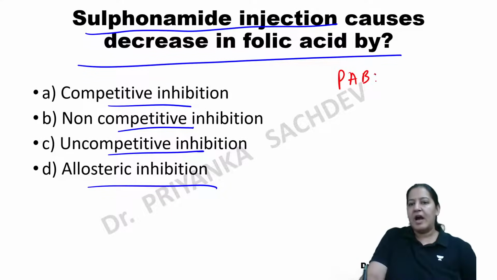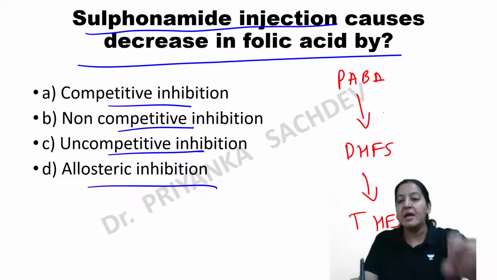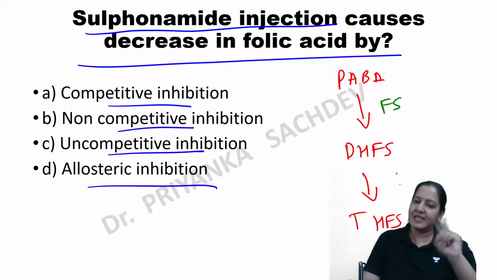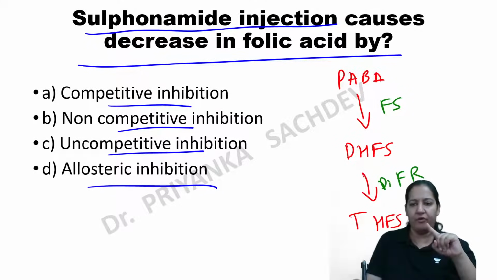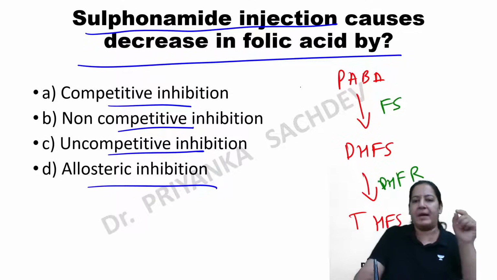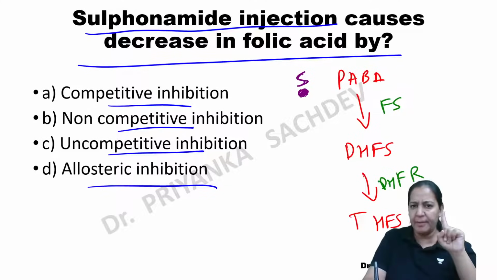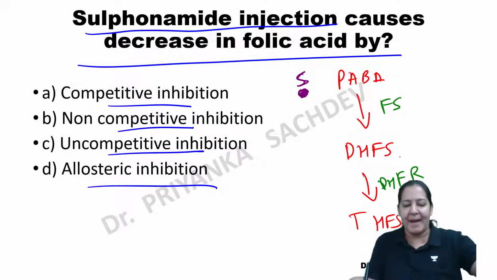This is PABA. I have told you PABA gets converted into dihydrofolate, and dihydrofolate gets converted into tetrahydrofolate. We all know that, right? The first enzyme is folate synthase. The second enzyme is dihydrofolate reductase. Now let me draw sulfonamide. Just suppose this is a molecule of sulfonamide. Just suppose this is happening inside the bacteria.